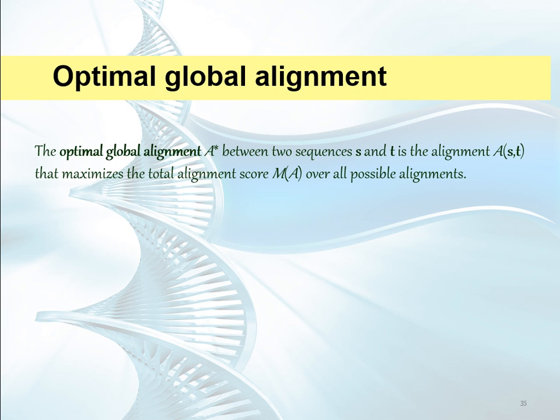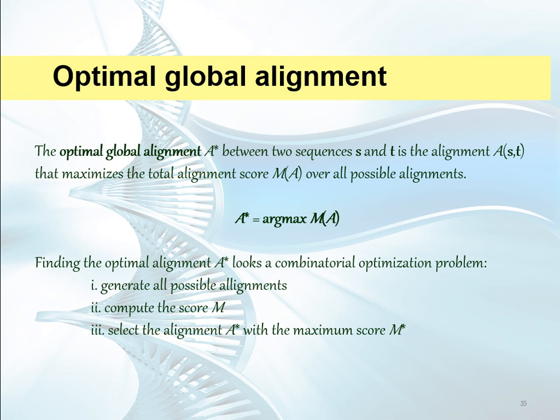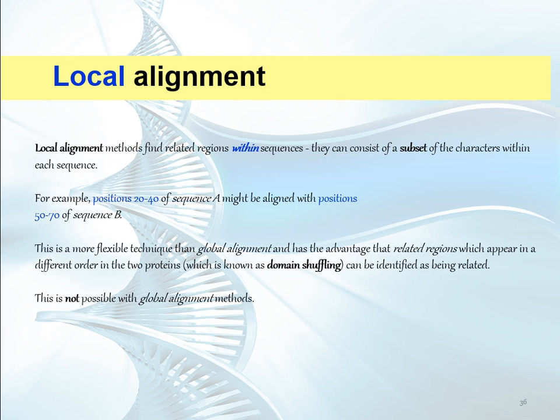Okay. So the optimal global alignment between two sequences S and T is the alignment that maximizes the total alignment score MA over all possible alignments. So here A is equal to argmax MA. Find the optimal alignment A, a combinatorial optimization problem. Generate all possible alignments, compute the score M, and select the alignment A with the maximum score M.